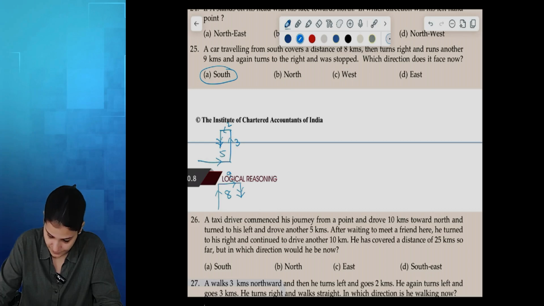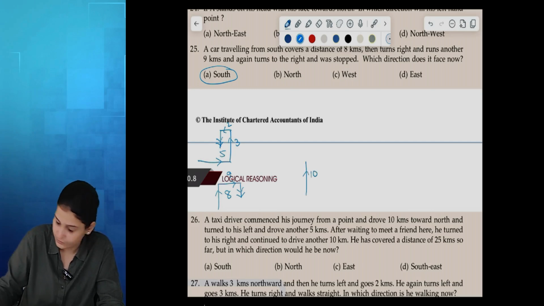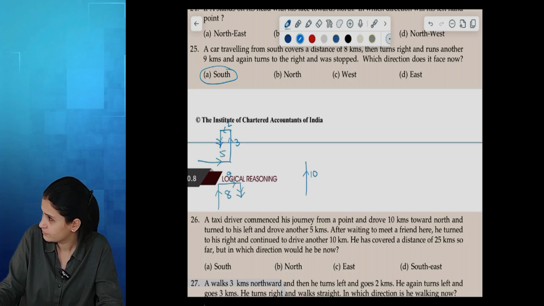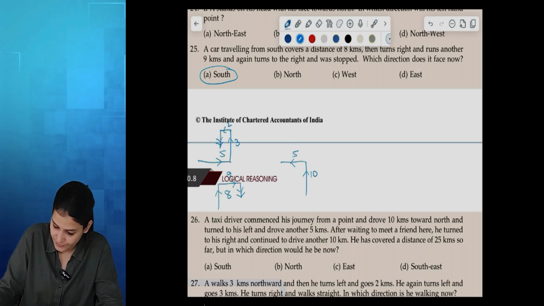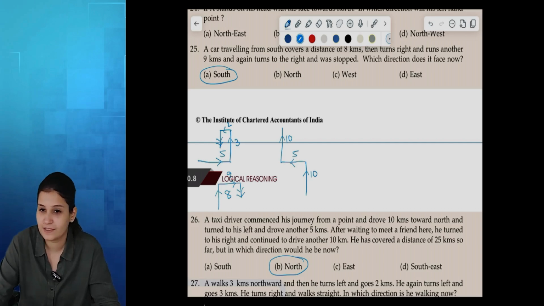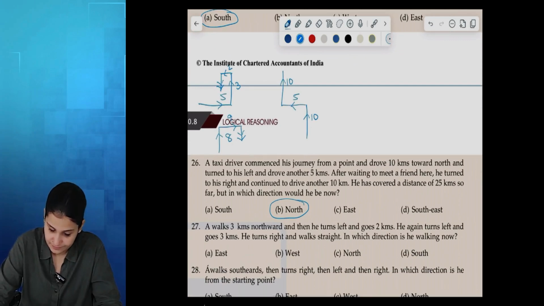North, ma'am. A taxi driver commenced his journey from a point and drove 10 kilometers towards north, and turned to his left and drove another 5 kilometers. After waiting to meet a friend here, he turned to his right and continued to drive another 10. He has covered a distance of 25 kilometers so far. But in which direction would he be now? North. Yes, ma'am. 27. Ma'am, west.